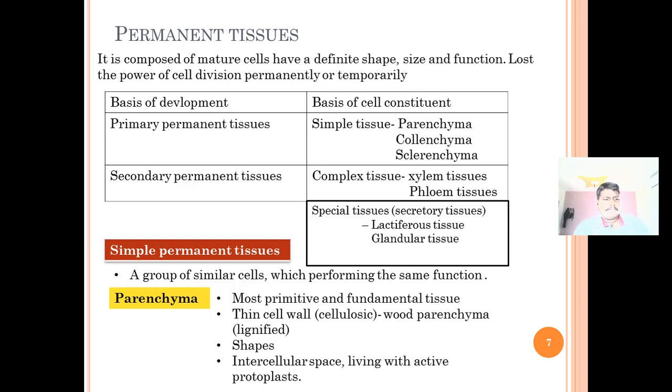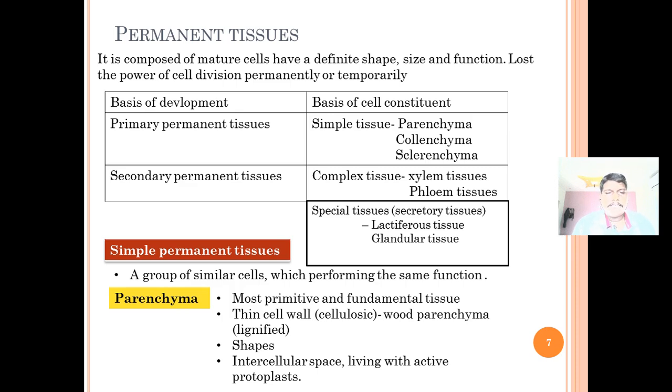Then, based on the cell constituents, that means the cell shape and function, the primary permanent tissues are classified into simple tissues, complex tissues and special tissues. Simple tissue means it has similar cells performing the same function. So simple tissues are three: parenchyma, collenchyma and sclerenchyma. Complex tissues have dissimilar cells but do the same function: xylem tissue, phloem tissue. Next, we come to specialized tissue. Some tissues do some specialized work, and those come under specialized tissue. Two types of specialized tissue we will discuss: one is lactiferous tissue, another one is glandular tissue.